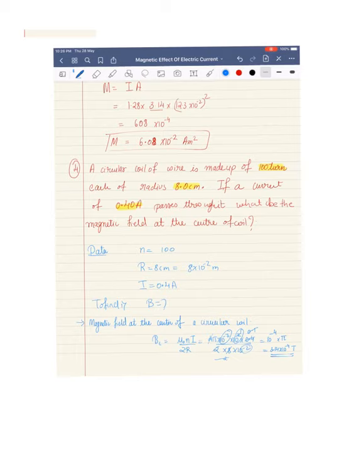So that's the total value and this completes your 4 questions. Just go through it. Okay, so this completes your Biot-Savart law. In the next class we'll be starting with Ampere's law.